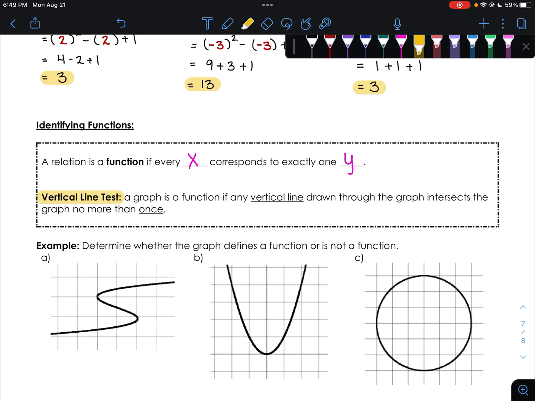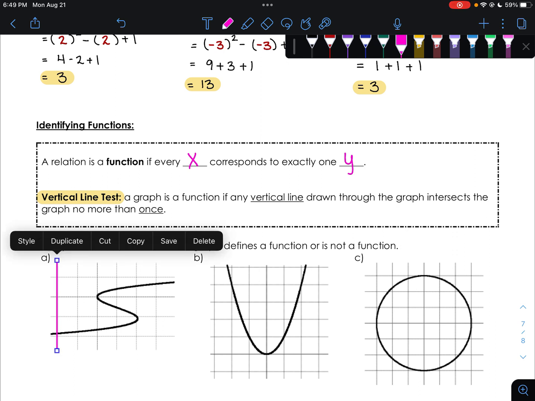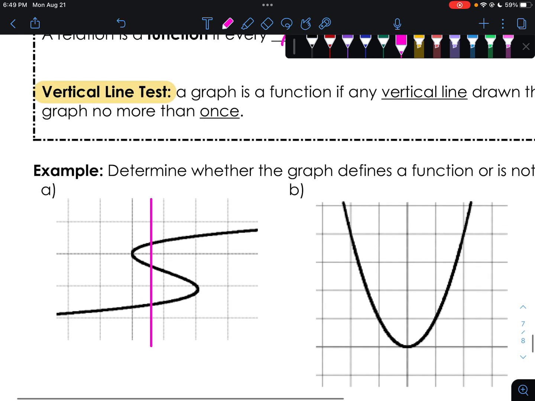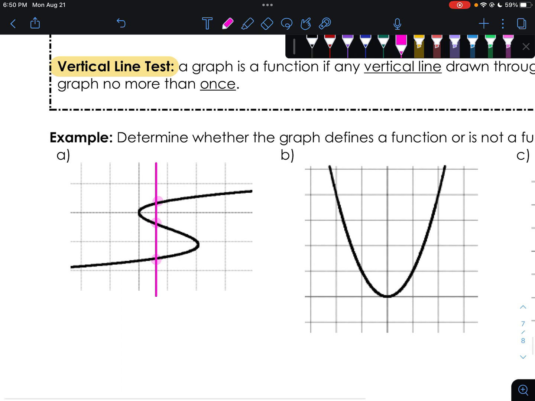Okay, so if I have this vertical line right here, and I drag this vertical line along my graph, is there ever going to be a time that it hits my graph more than once? And right here, it does. Notice that it's hitting here, here, and here. This tells me that this graph is not a function because it fails the vertical line test. So since it fails the vertical line test, that's it. It's not a function.